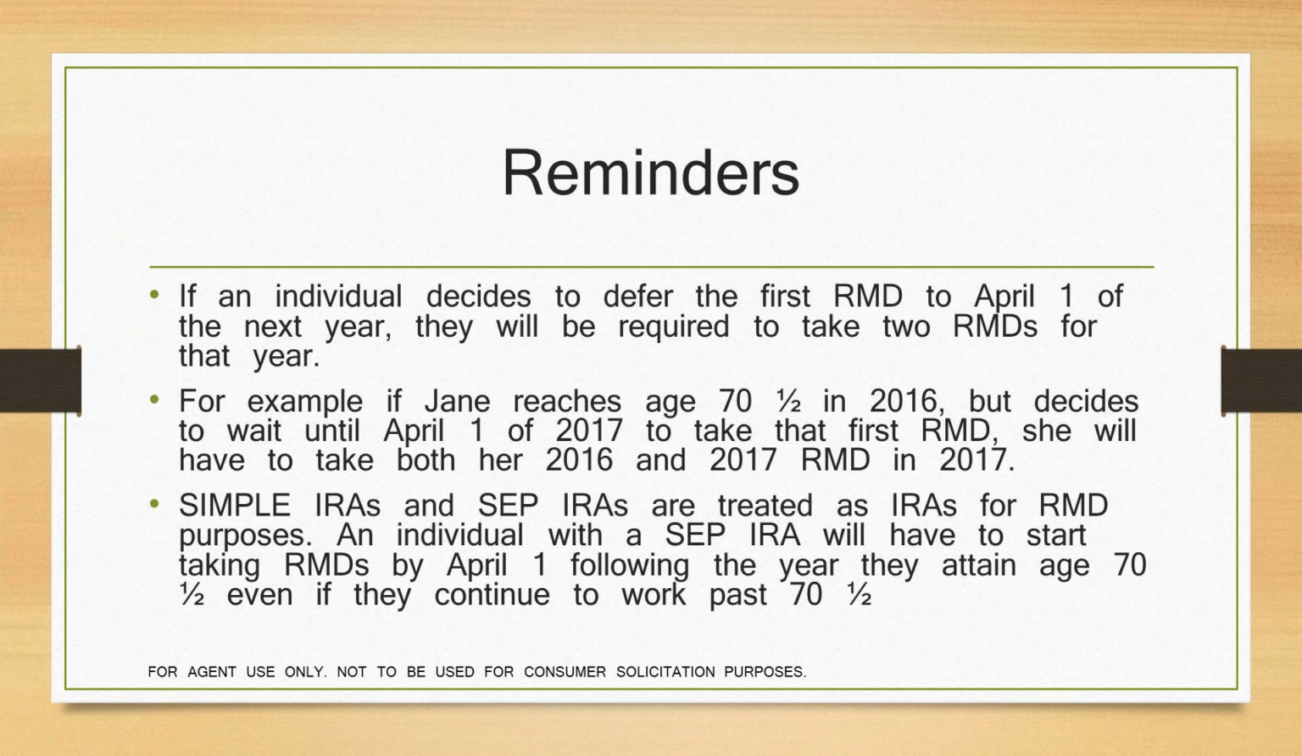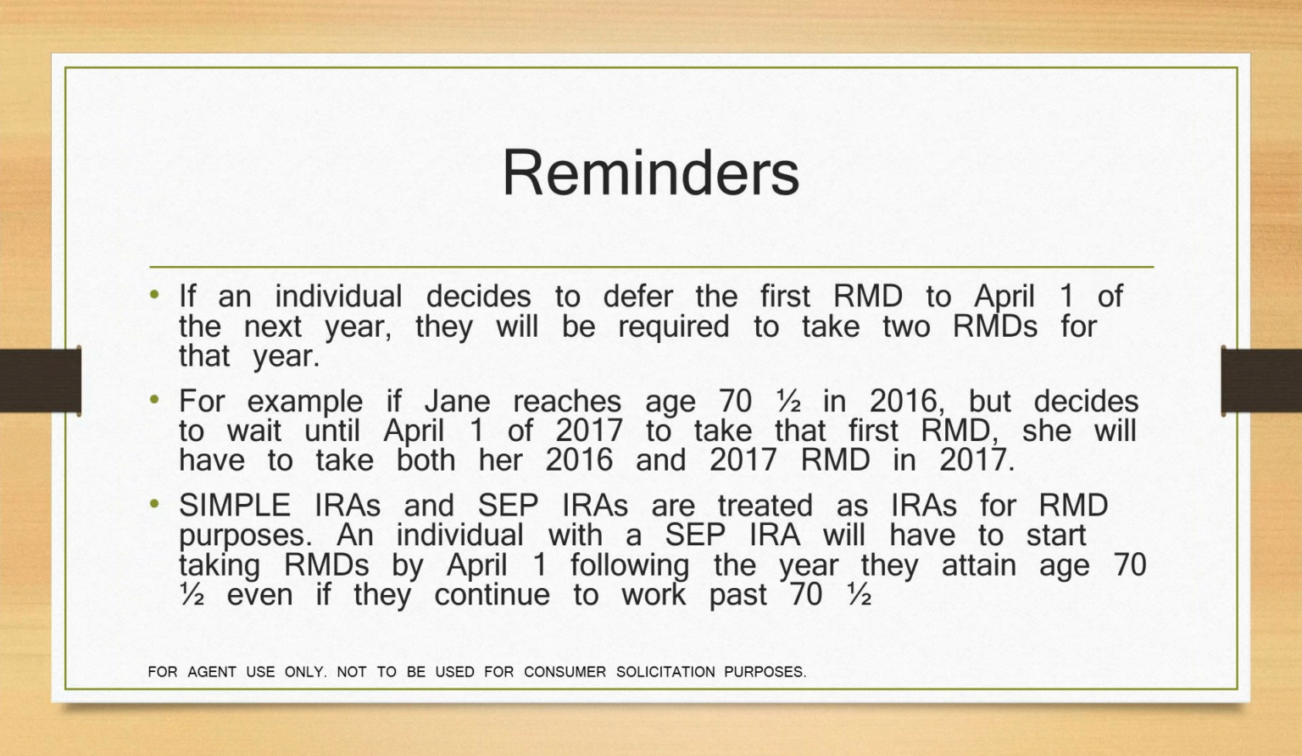Now here's an example. Let's say Jane turns 70 and a half in 2016, but decides to wait until April 1st of 2017 to take her first RMD. If she does that, she's going to have to take her RMD for 2016 as well as her RMD for 2017 in calendar year 2017, and she'll pay income tax on both of them in 2017.